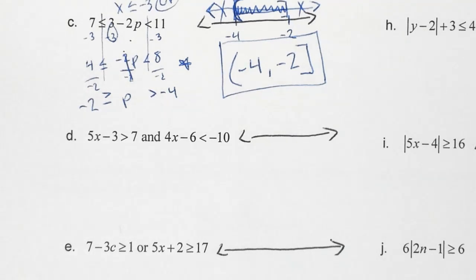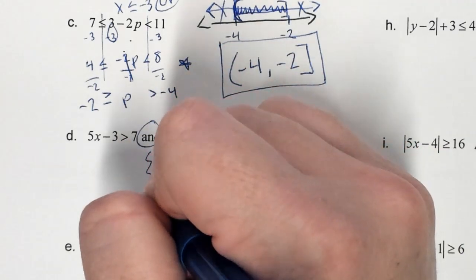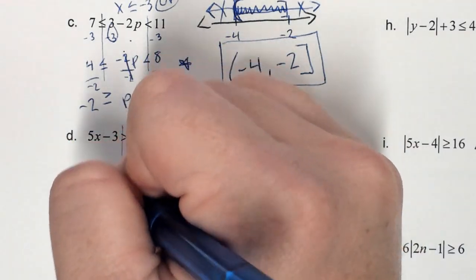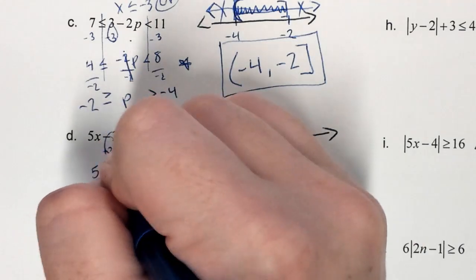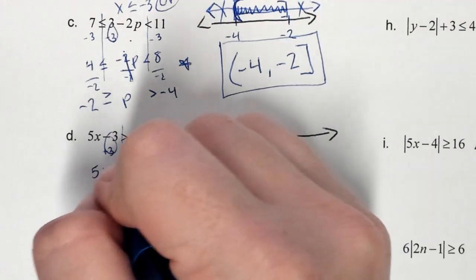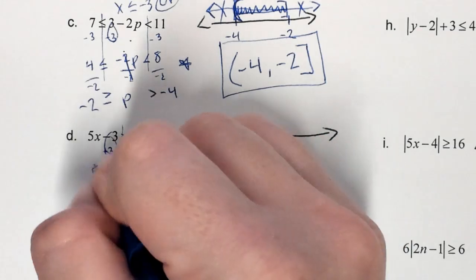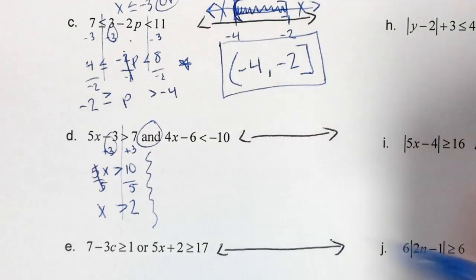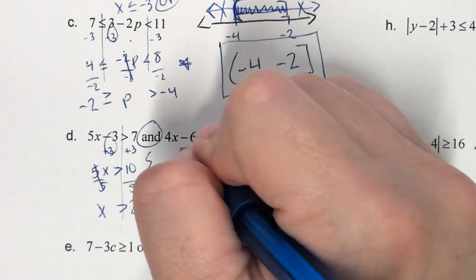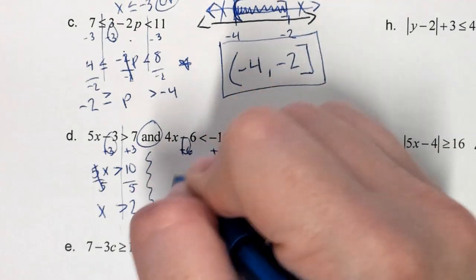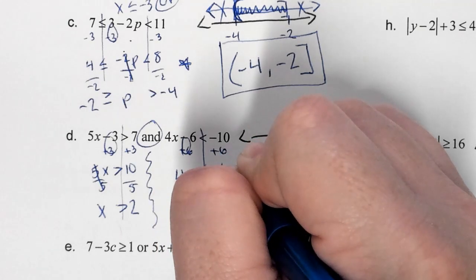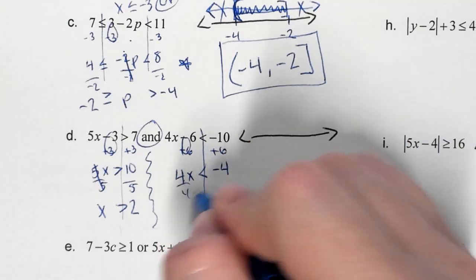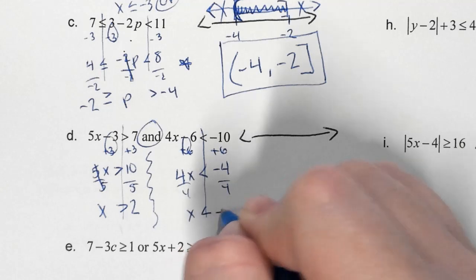Okay, D is an AND problem. So I'm going to add 3, get 5x is greater than 10. Divide by 5, divide by 5. I get x is greater than 2. Plus 6, 4x is less than negative 4. Divide by 4, divide by 4. I get x is less than negative 1.